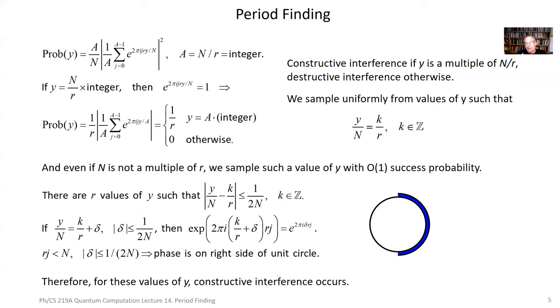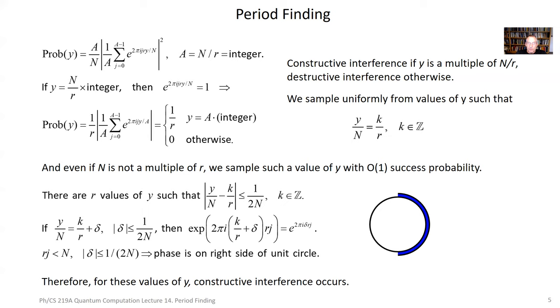They're going to be distributed in some way around the unit circle. They won't all be sitting right at one, but they're all going to be on the right-hand side. And so when we add up all the phases, we're going to get a big number. And so we'll be able to get an order one probability of obtaining one of these values of y such that |y/n - k/r| is less than 1/2n. We're going to get a value like that with a total success probability which is order one, okay? That's what's going to happen in general.